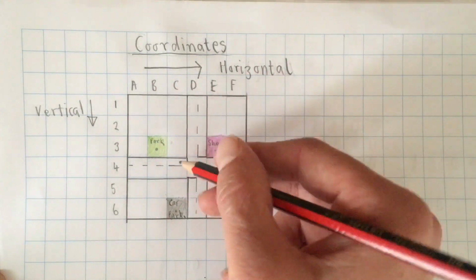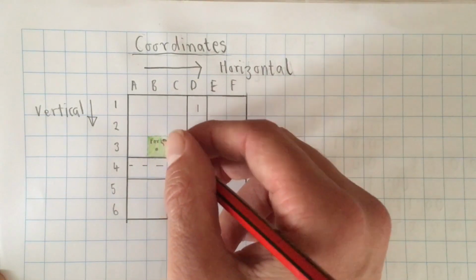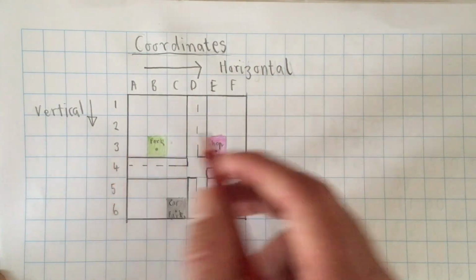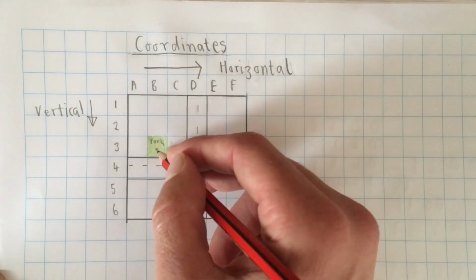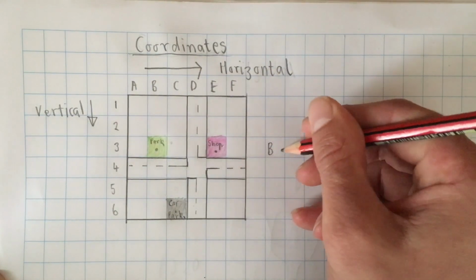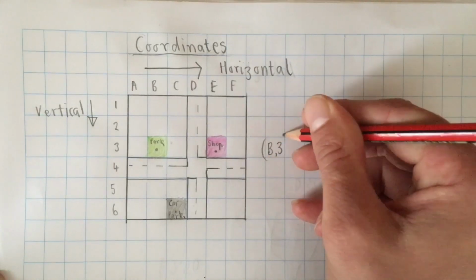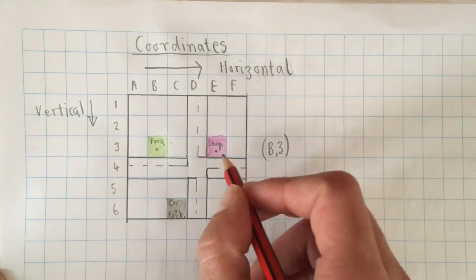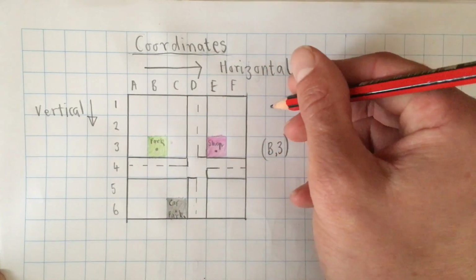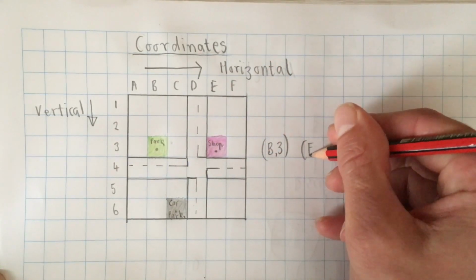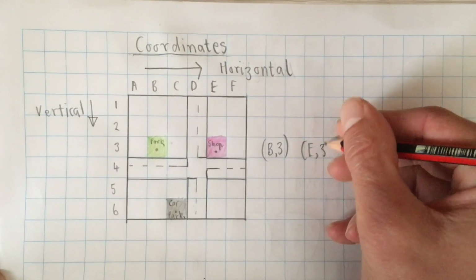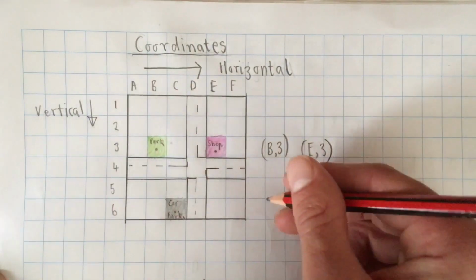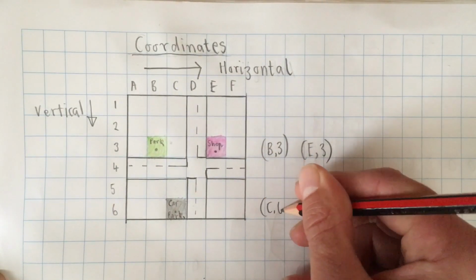So for example, the park: always start with not the number, but the letter. And it is B. And the number is 3. So it lines up with B and 3. Then the shop lines up with E, and also with 3. So I can locate these two things. Now lastly, the car park lines up with C and 6. So, a good way to locate things on the map.